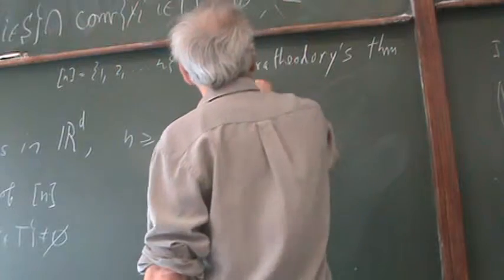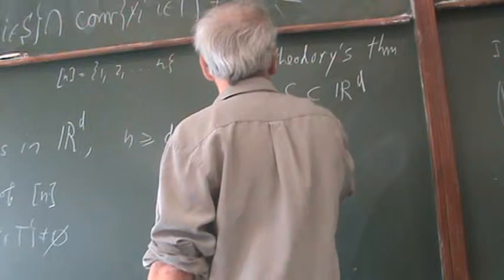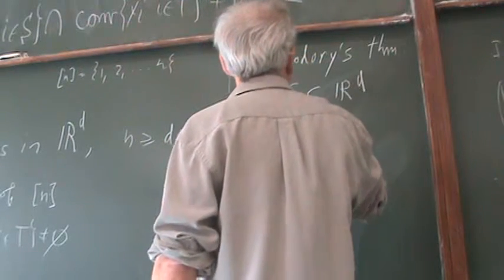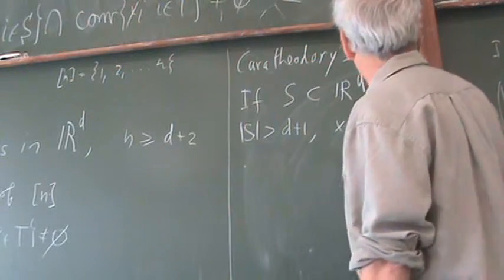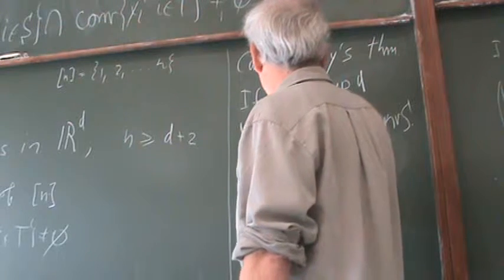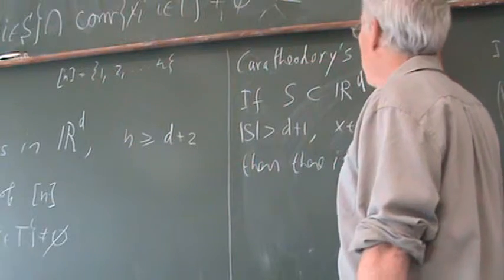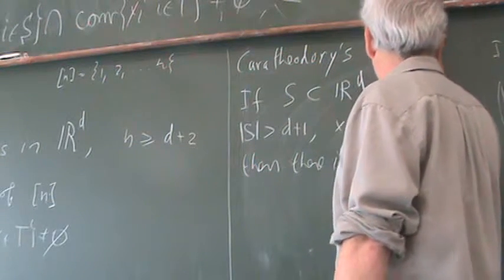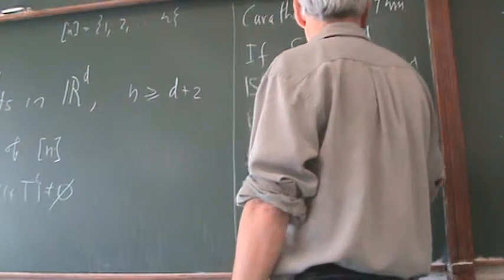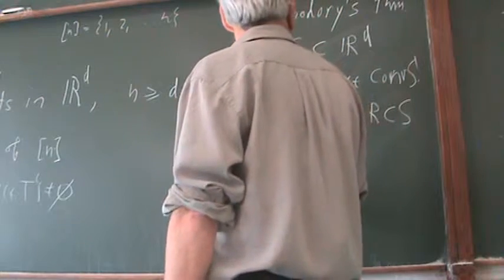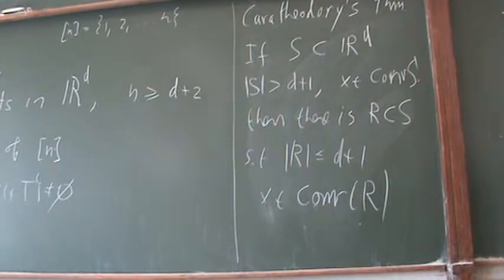It says the following: if S is a set of points in R^d, and let's say the size of S is bigger than d plus 1, and x belongs to the convex hull of S, then there is a subset R of S, so that the size of R is at most d plus 1, and x belongs to the convex hull of R. So this is Carathéodory's theorem.